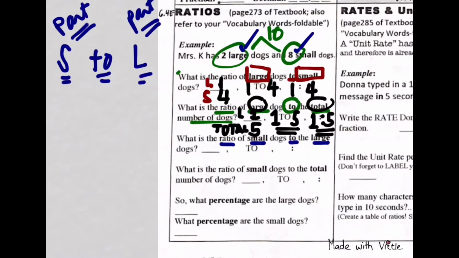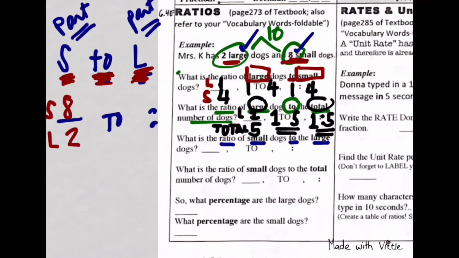So let's go ahead and write it as a fraction with the word "to" and the 2 dots. So we know the small dogs are 8. So why do we have to write them first? Because it came before the word "to". So the small dogs, which are 8, should be on top of our fraction and label it with S. Then the next one, after the word "to", is your large dogs. And the number of large dogs are 2. So you write down 2 at the bottom as your second number. Then write down L.